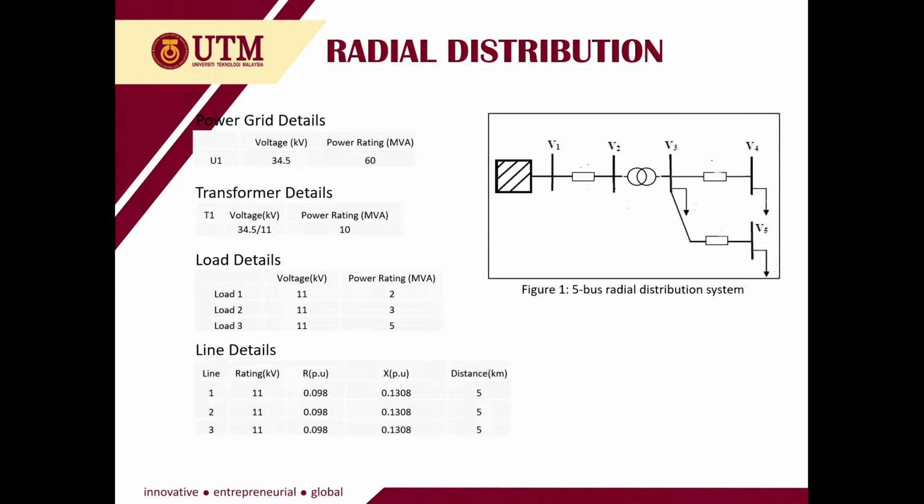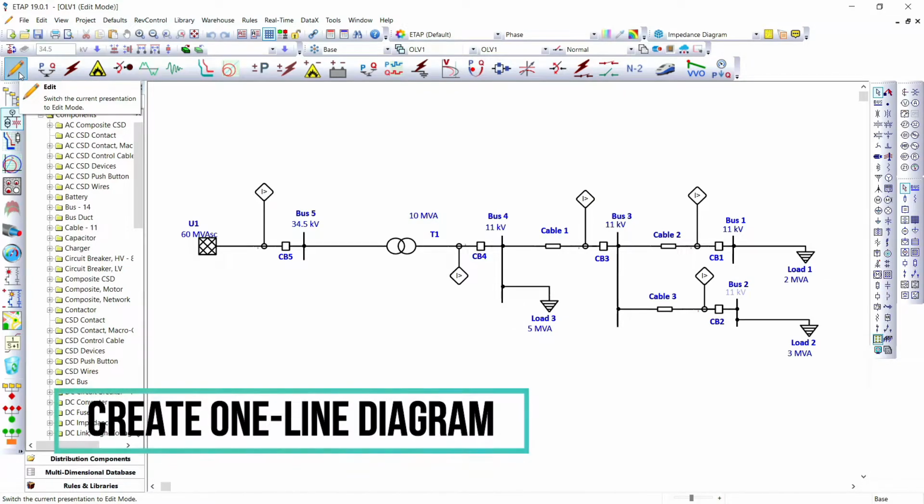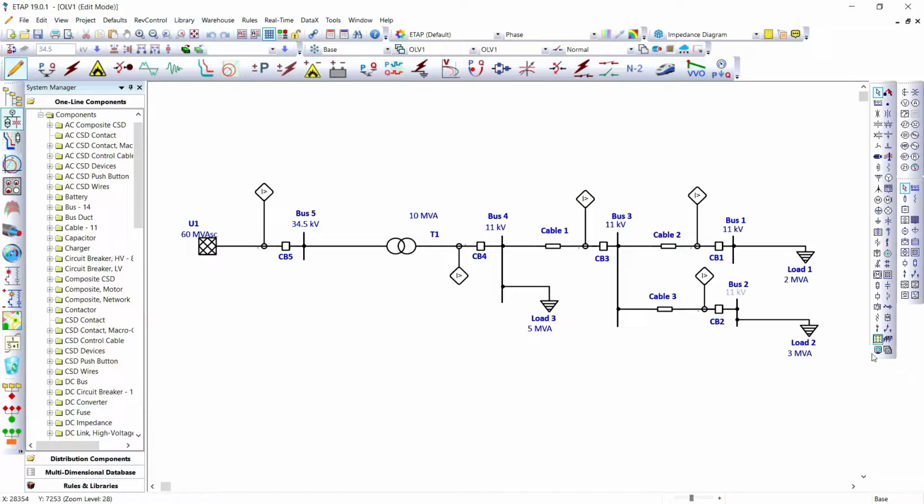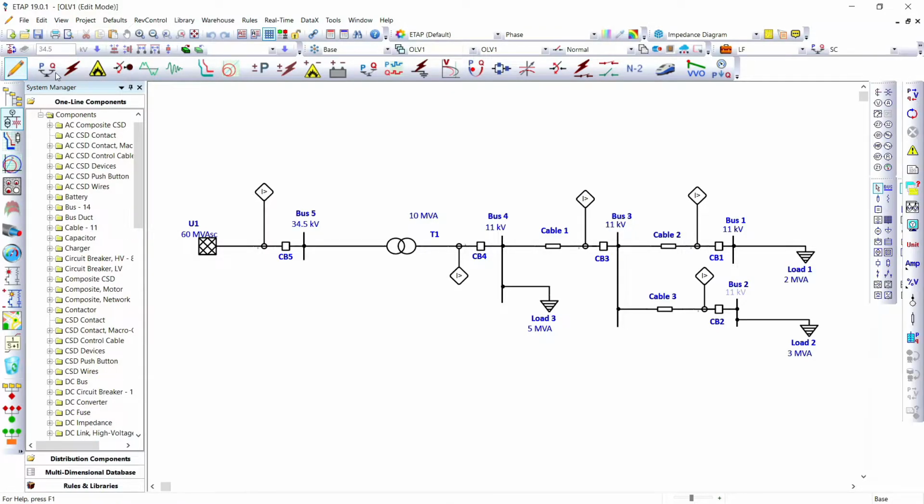First of all, we must know the details, which are the parameters in the one-line diagram: the power grid, transformer, load, and line. From the given parameters, we will develop the one-line diagram in ETAP by using the library tools given at the right corner in the edit mode.